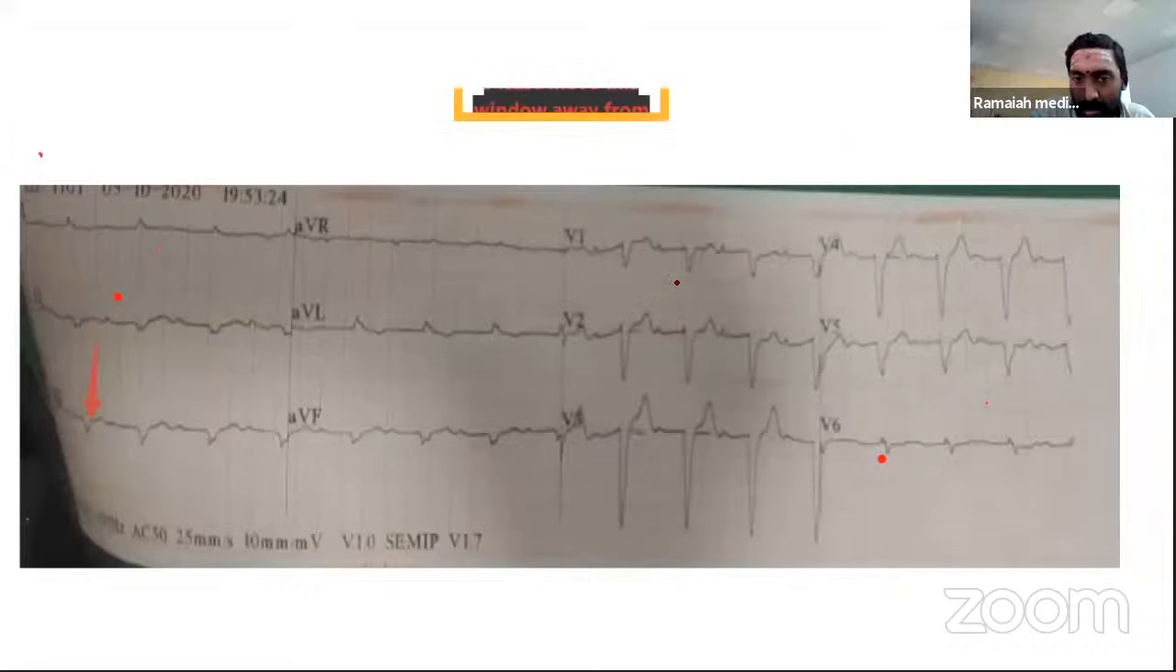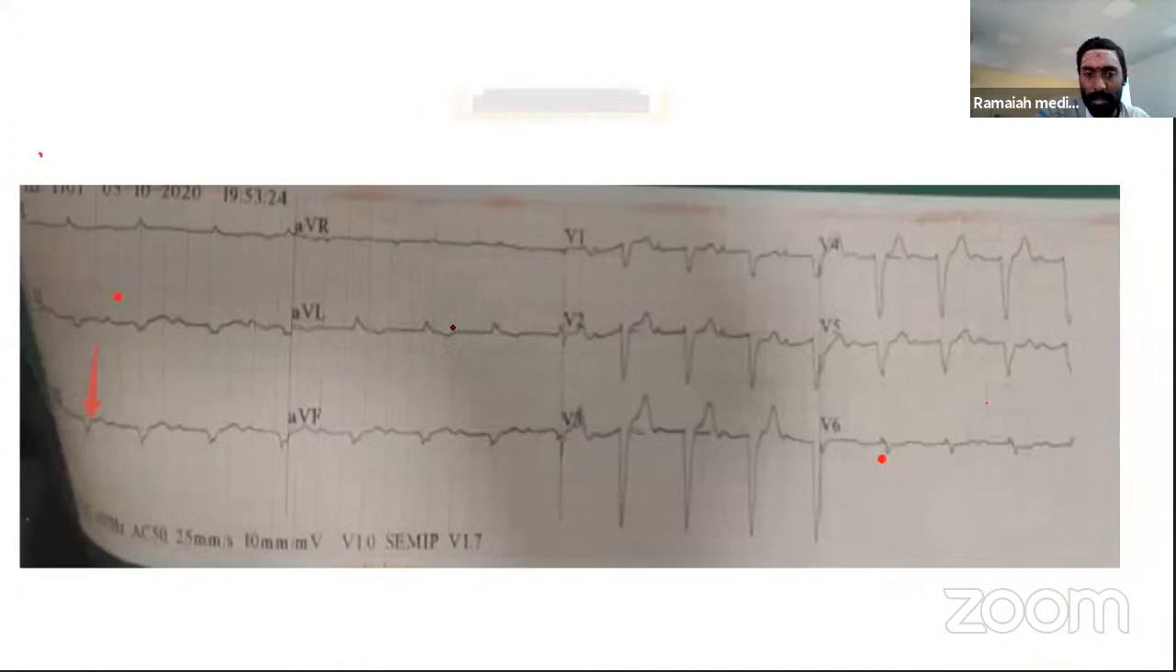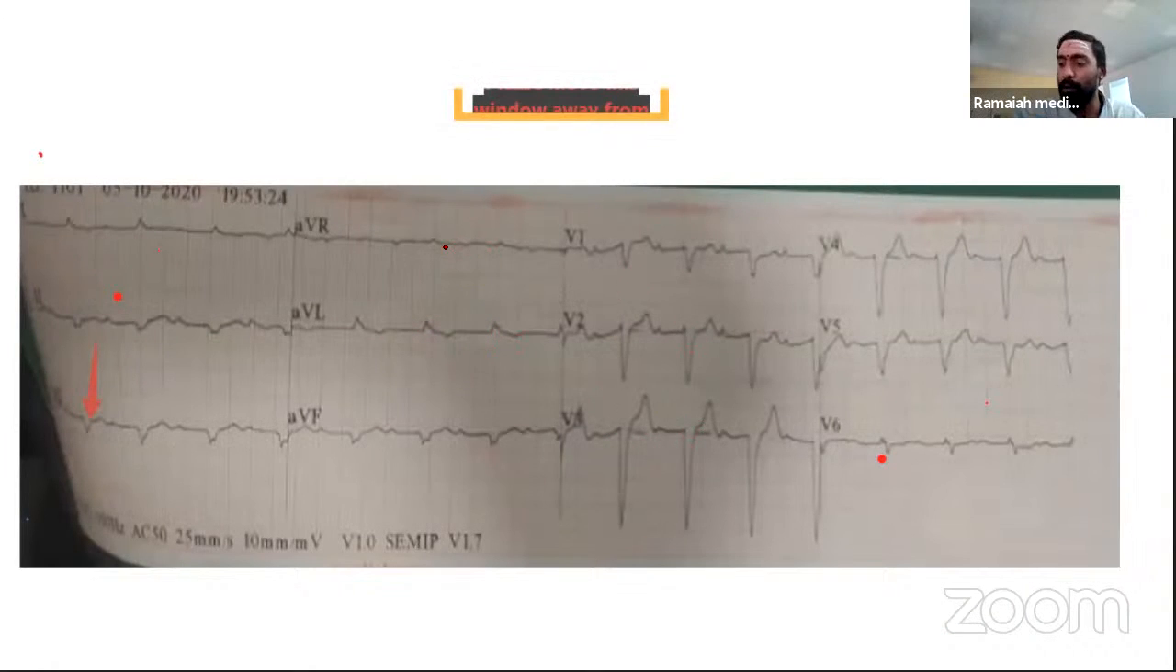Someone wanted R wave progression. So R wave progression is, as we go from V1 to V6, the R wave should gradually increase and the S wave should gradually disappear. So maximum at the level of V5, V6, you should get a very good R and a very small S, and a very deep S wave you should get in V1, V2. So this is about this ECG. This patient probably had ongoing cerebral ischemia with heart failure, some dilated cardiomyopathy or something.